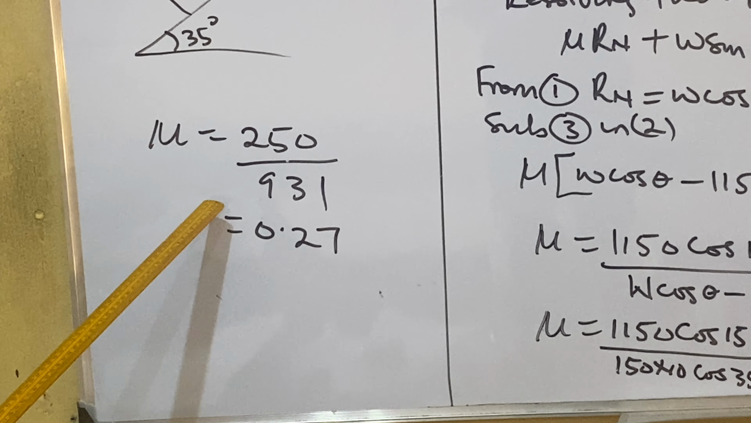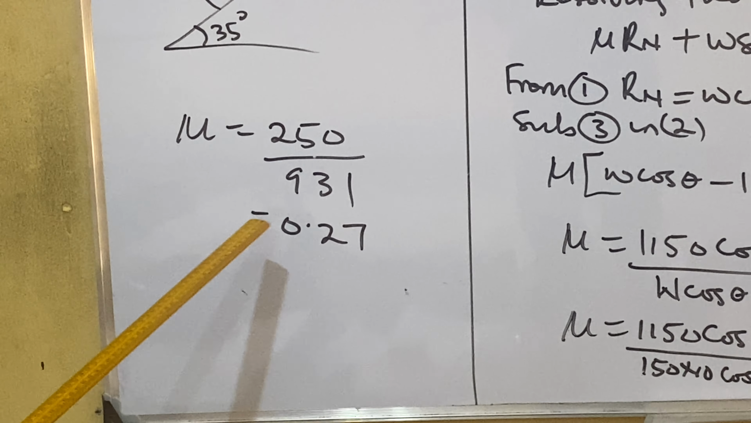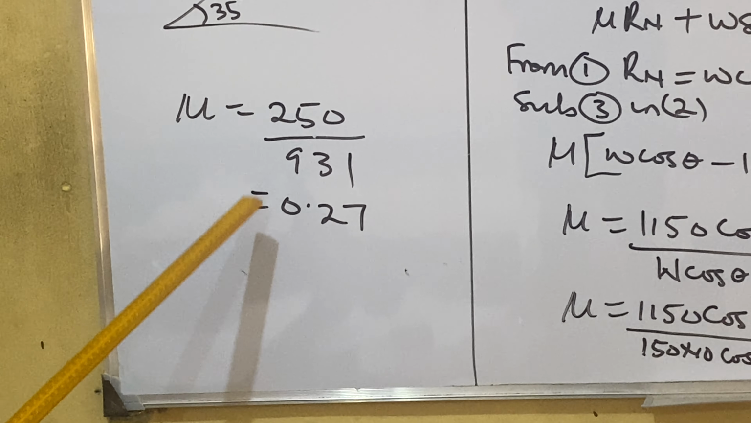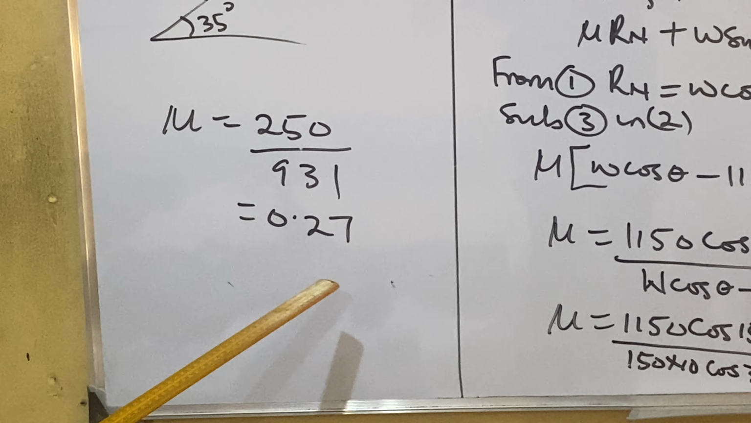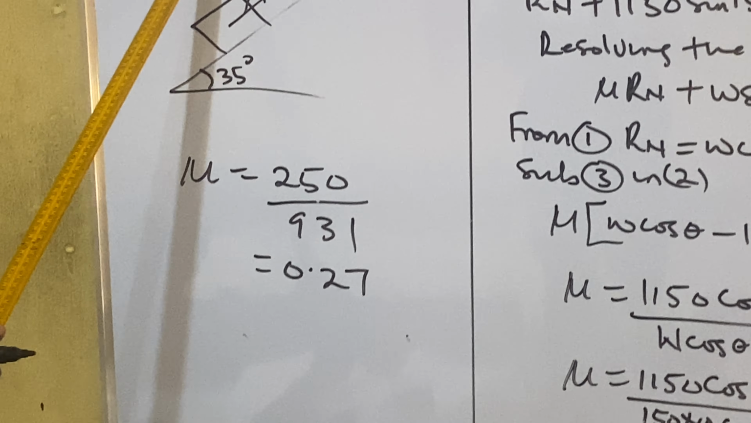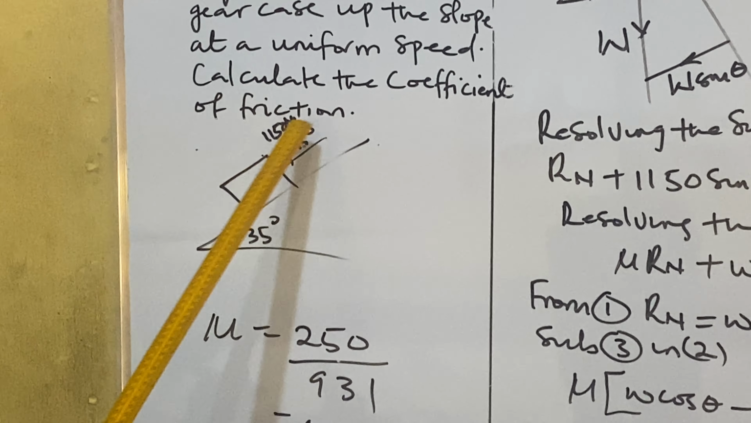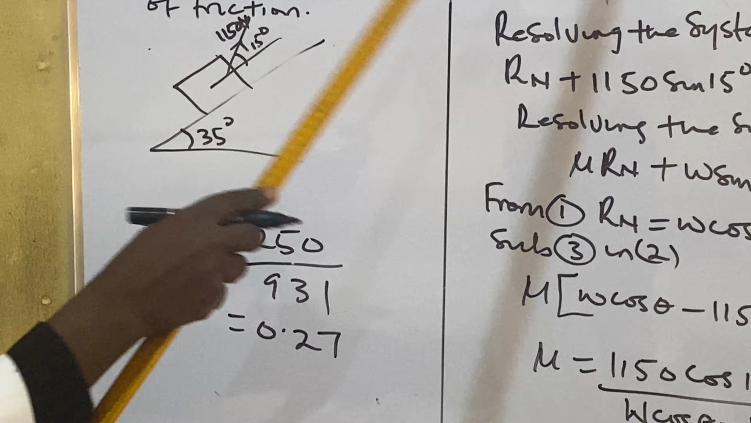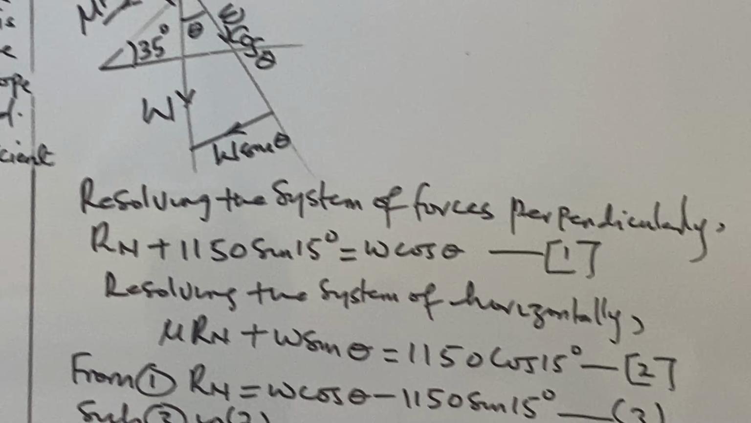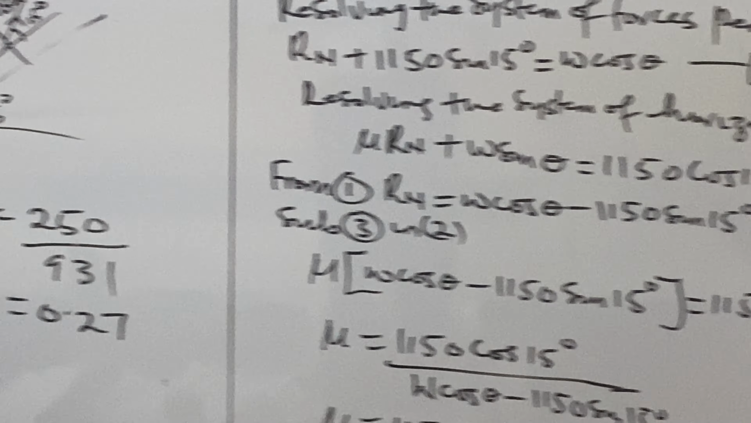I have explained in our previous classes that coefficient of friction has no unit. It is a ratio. The question asked us to calculate the coefficient of friction. Therefore, from our workings, the coefficient of friction is 0.27.